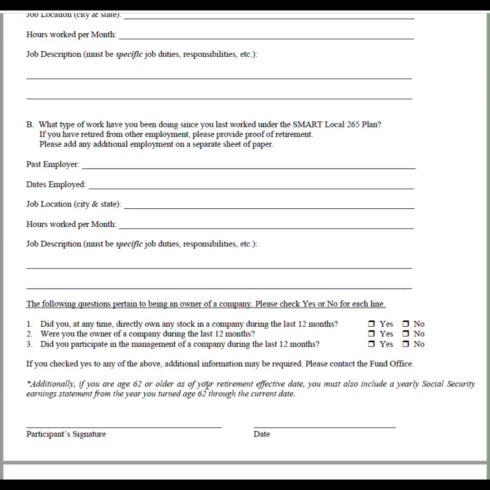Additionally, if you are age 62 or older as of your retirement effective date, if you are no longer working at all in any capacity, you must also include a yearly Social Security earnings statement from the year you turned age 62 through the current date. And to finalize this form, you're going to sign and date the bottom.